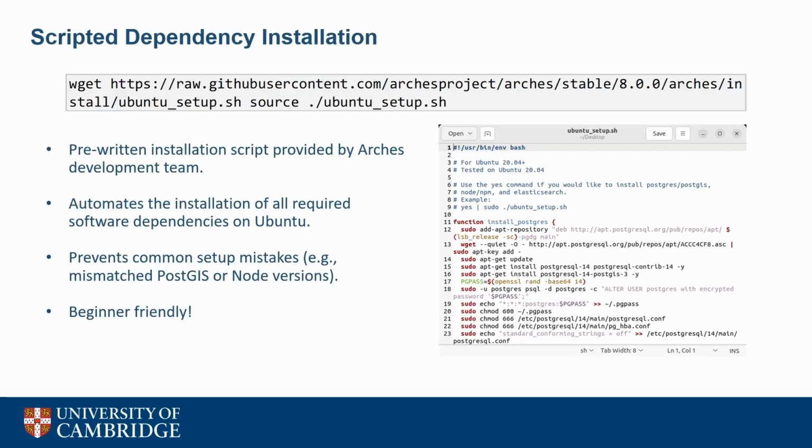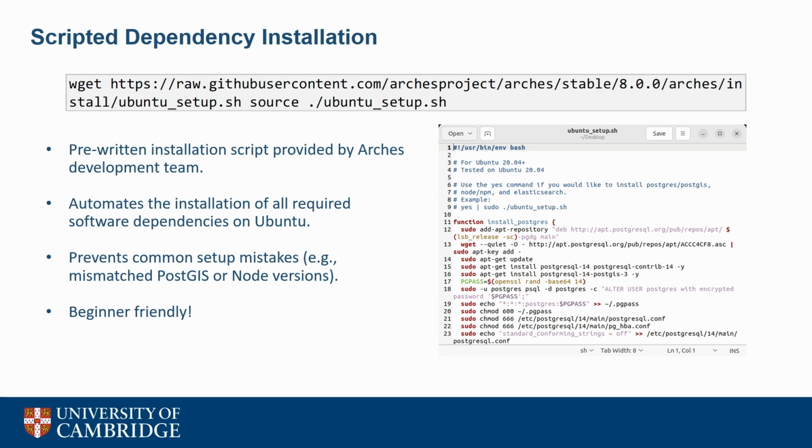Luckily for Ubuntu users, Arches provides a pre-written installation script created by the Arches development team. This script automatically installs all the software that Arches needs, instead of having to install everything one by one. It's extremely useful because it prevents common setup mistakes, like installing incompatible versions of Postgres or PostGIS or Node. And it also saves a huge amount of time.